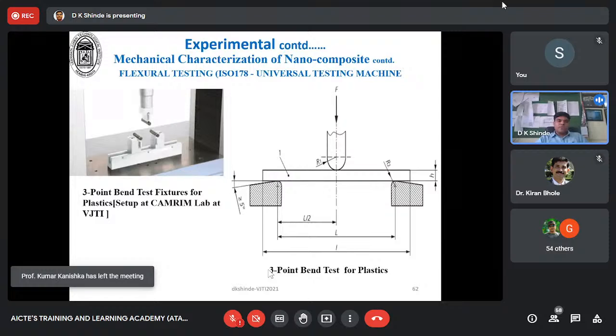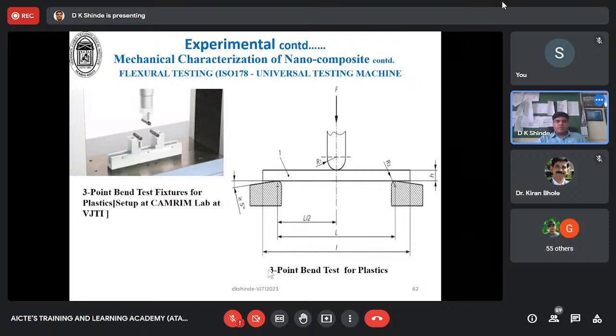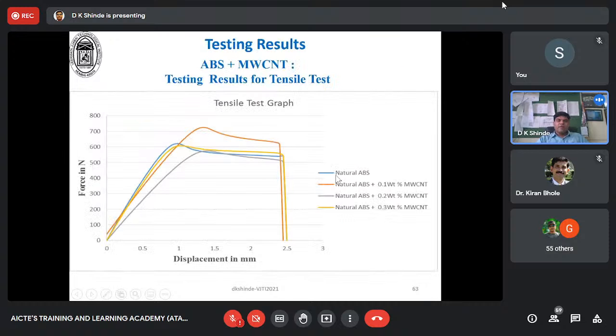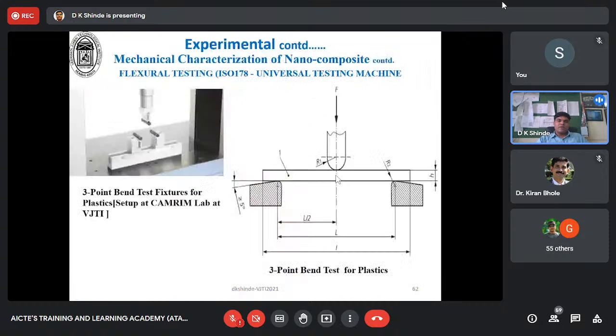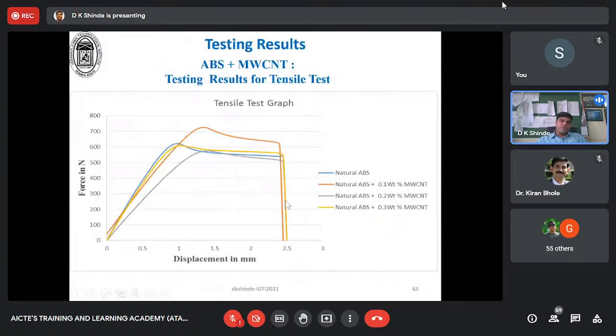This is a fixture on which 3-point bend testing can be done, the actual view, and this is how the 3-point bend test can be done. Then we pulled those samples and the tensile results are shown over here. The natural ABS is blue, whereas the 0.1 has shown the highest energy to fail the material.